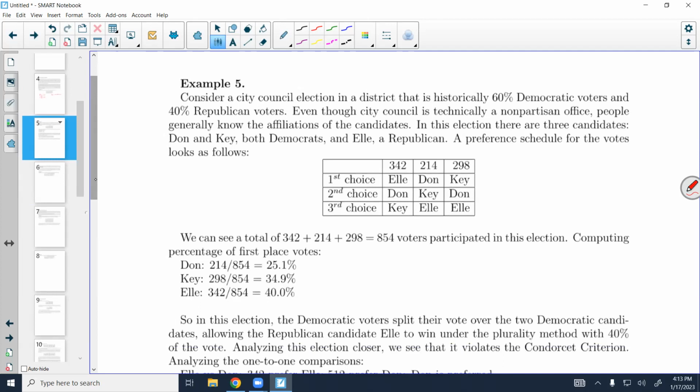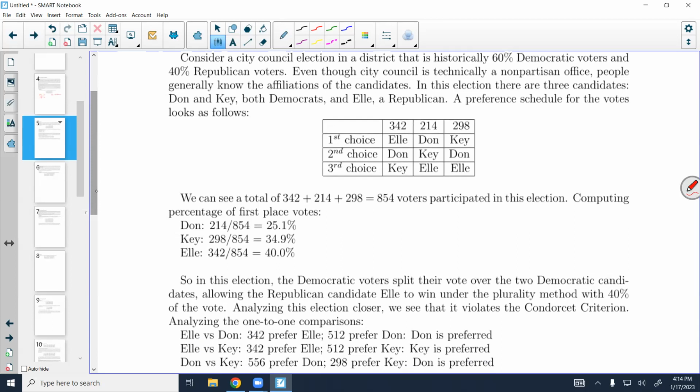So here's another example we're looking at. Consider a city council election in a district that is historically 60% Democratic voters and 40% Republican voters. Even though city council is technically a nonpartisan office, people generally know the affiliations of the candidates. In this election, there are 3 candidates, Don and Key, both Democrats, and L, a Republican. A preference schedule for the vote looks as follows. Okay, so we have our preference schedule.